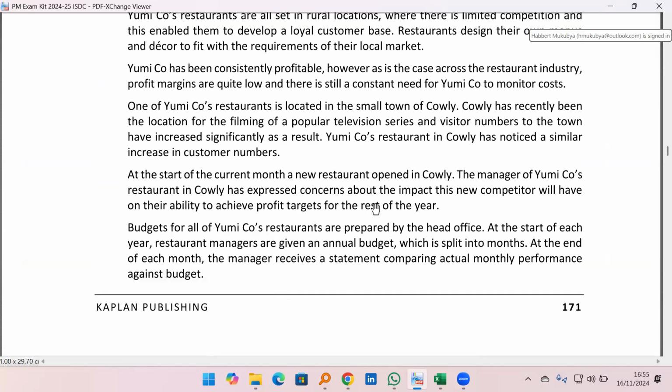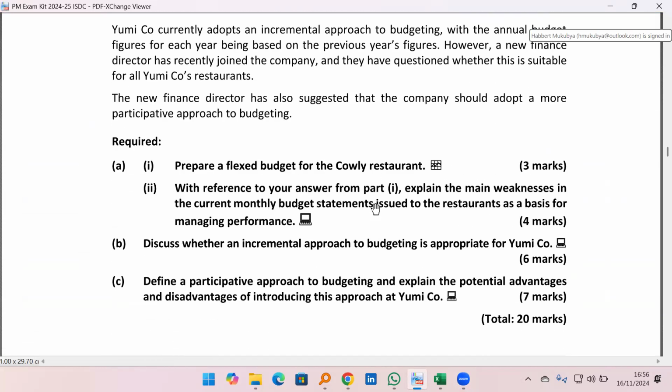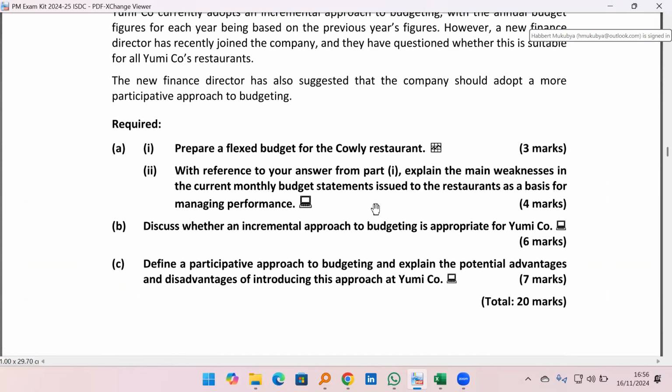So this one here is asking us to prepare a flexed budget. And again, you need to understand what we call a flexed budget before you can know actually how to prepare one. You can see it is for 3 marks, so probably they don't expect you to do so much as long as you know what to do, that is. And then you have to explain the main weaknesses in the current monthly budget statements that are being issued, and then discuss whether an incremental approach to budgeting is appropriate for Yumi.